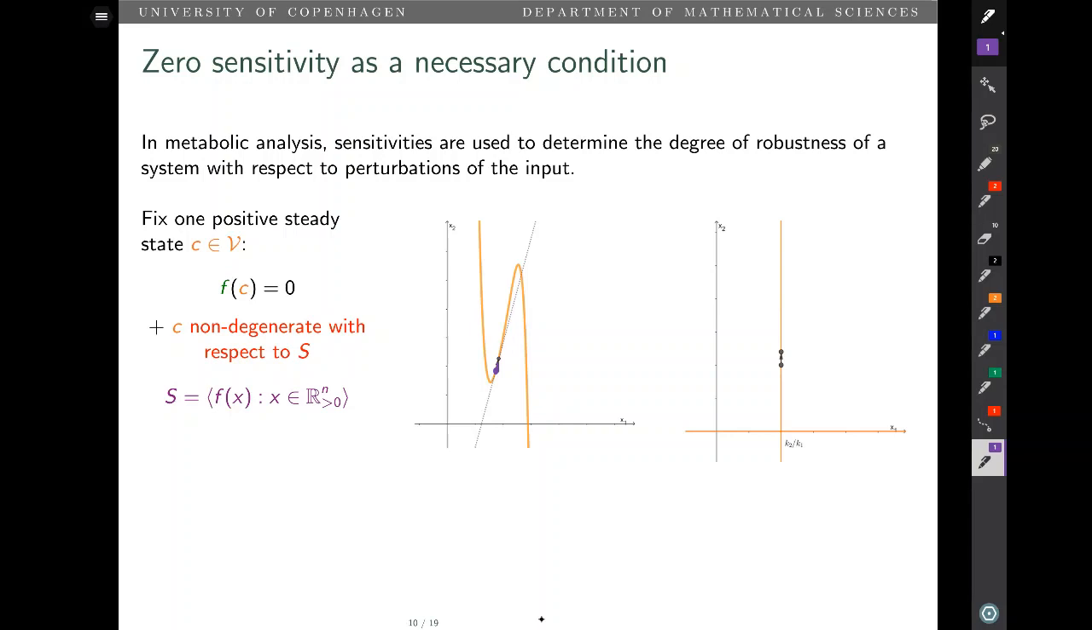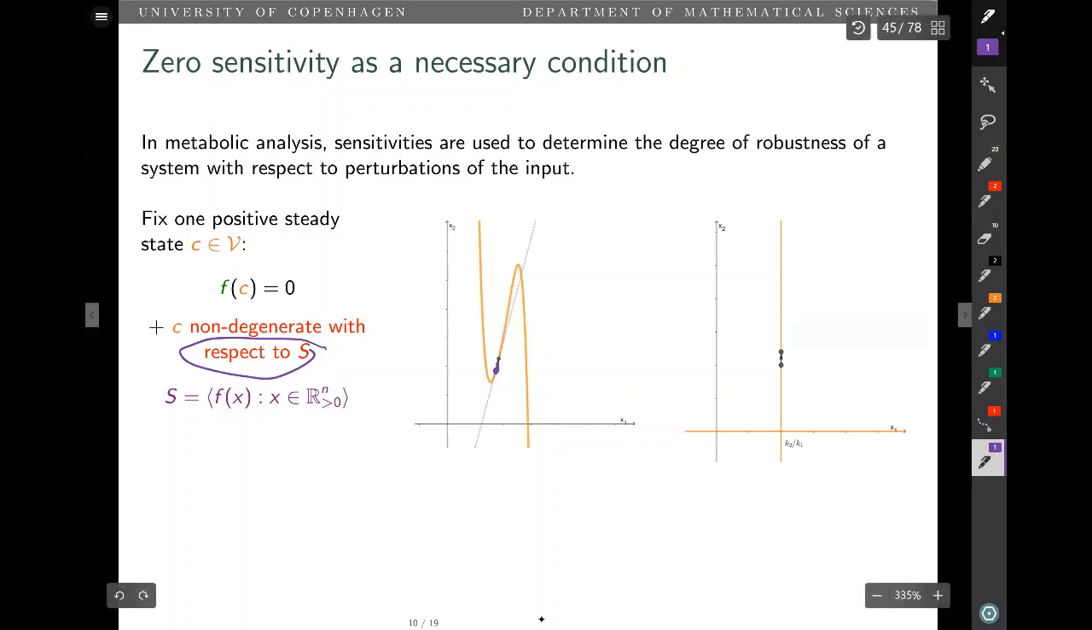And this condition here with respect to S, it means not only it needs to be a manifold in that point, so the Jacobian needs to be of maximal rank, but also the tangent space needs to cut nicely the stoichiometric classes. So if the stoichiometric classes were at the same direction as the tangent space, this would not work so well. So I'm imposing that they cut nicely.